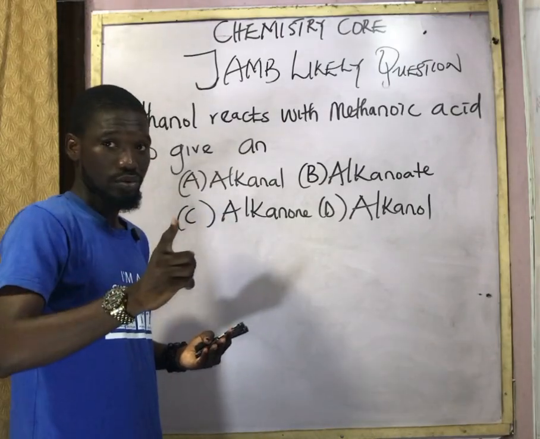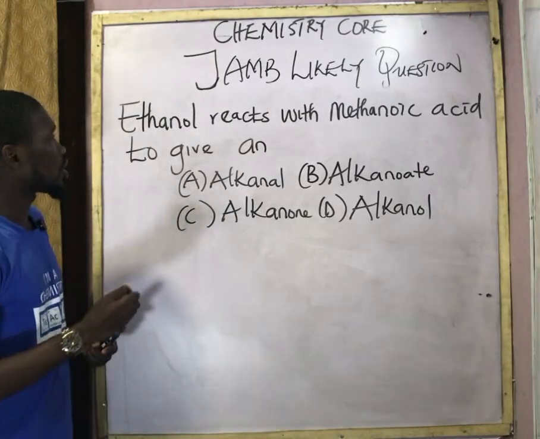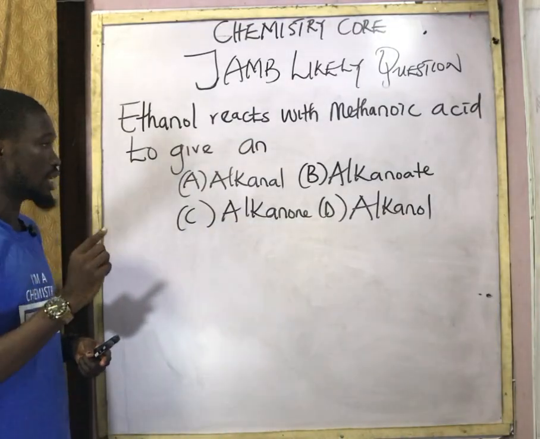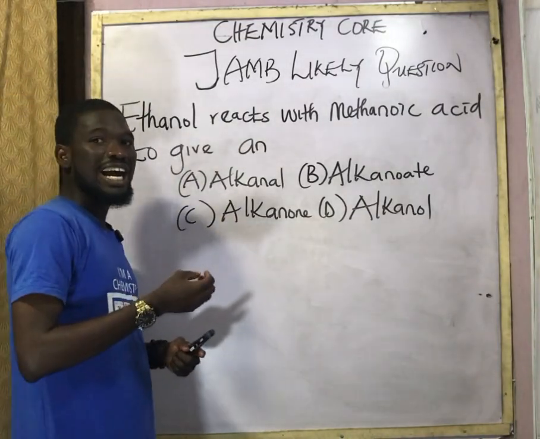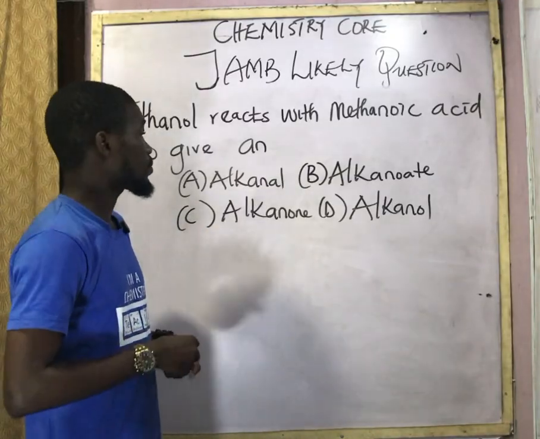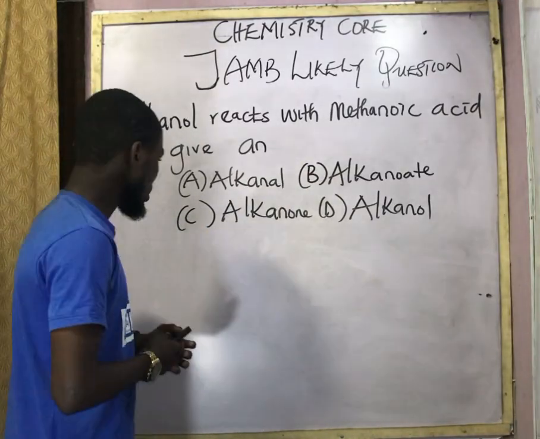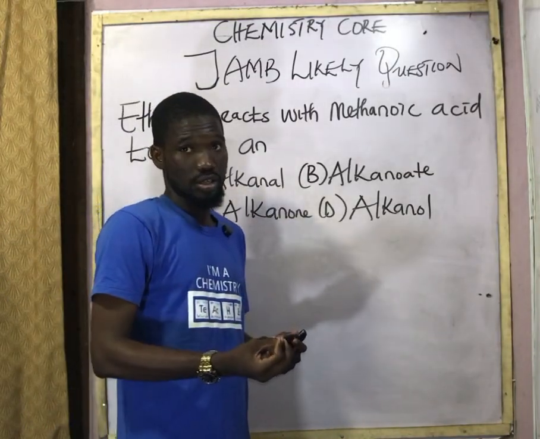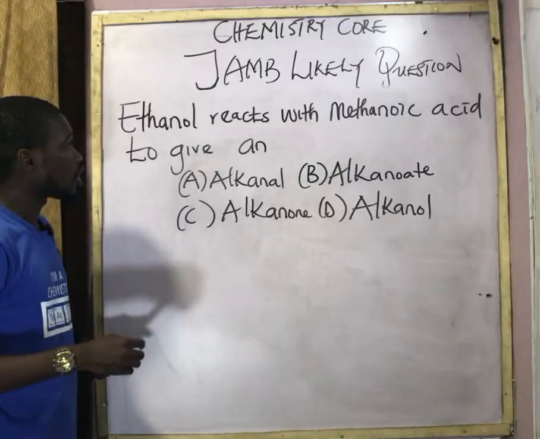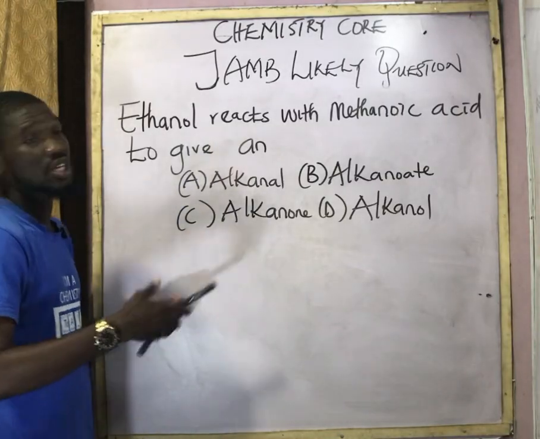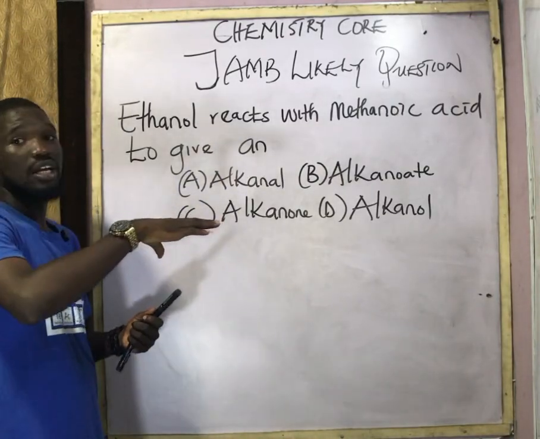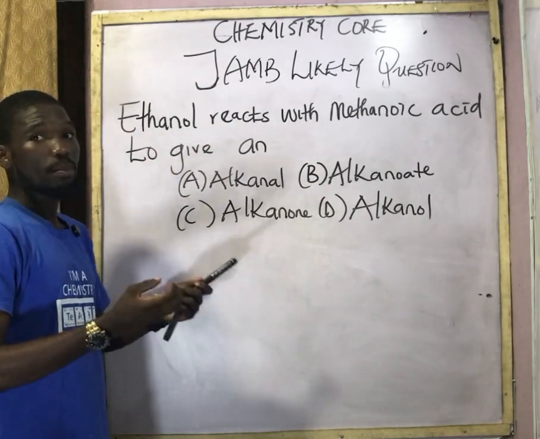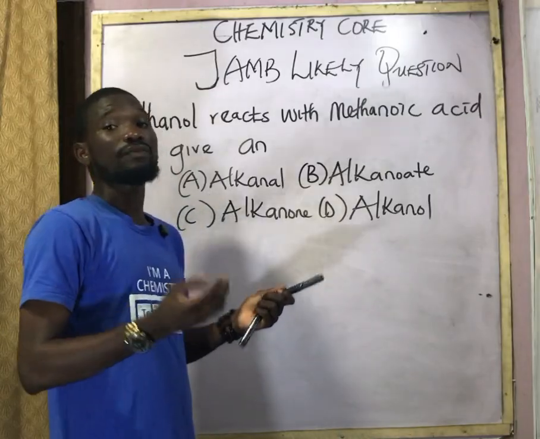and be careful. So guys, ethanol reacts with methanoic acid to give an option A, alkanal, which is the same thing as aldehyde; alkanoate, which is ester; alkanone, ketone; alkanol, hydroxy. Now, ethanol reacts with methanoic acid to give us what? The four options here contain the answer, but we must solve it before we can decide on the final answer.